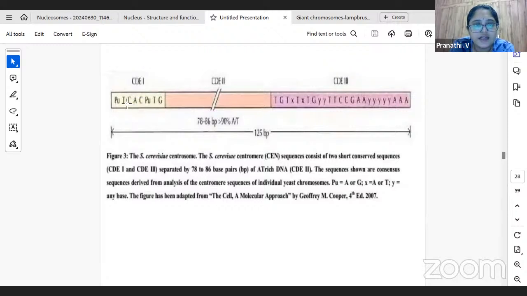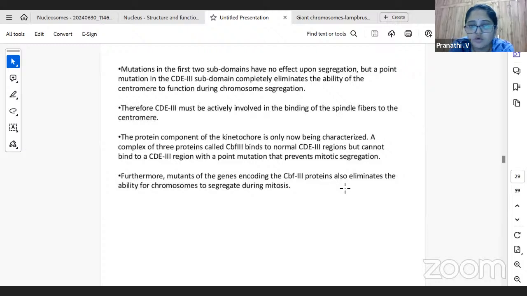So usually it is adenine or guanine. Pu is adenine or guanine over here. And Y is any base that can be there. So these two are conserved as such. So you're going to find this particular sequence as such. So you can actually refer to Cooper for this particular information.